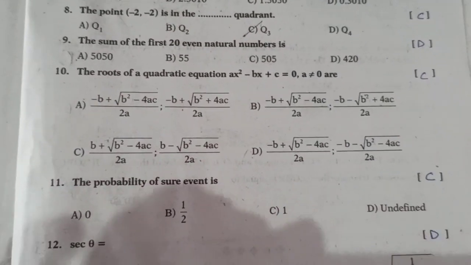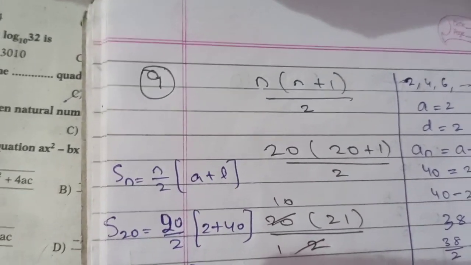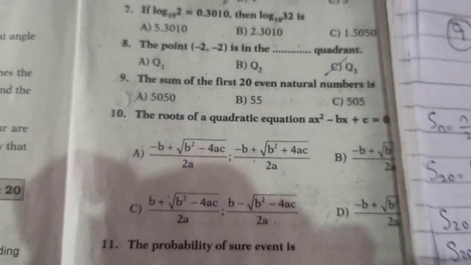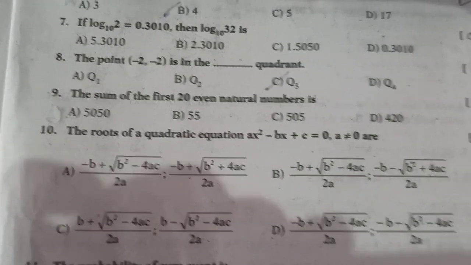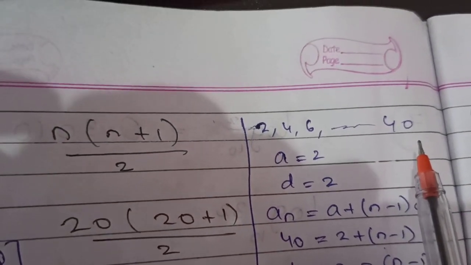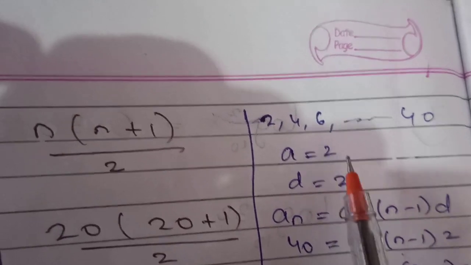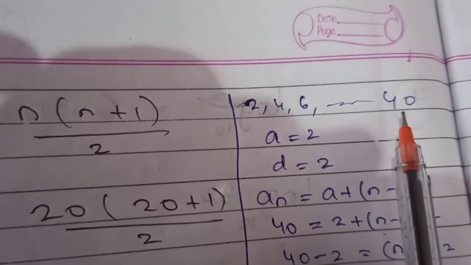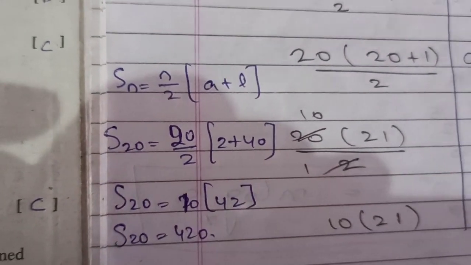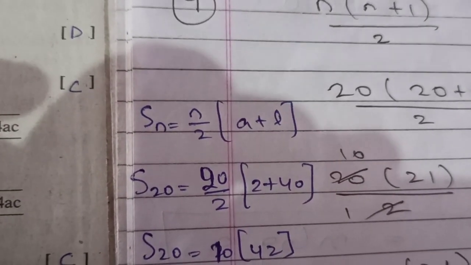Next, the sum of the first 20 even natural numbers. We know the first 20 even natural numbers are 2, 4, 6, and so on up to 40. In this, what is the first term? A is 2, and the last term is 40. You can take the simple formula for the sum of n terms: Sn equals n by 2 into a plus l. N is 20 terms.